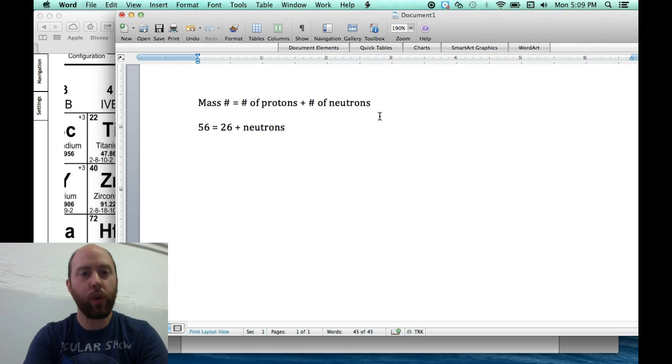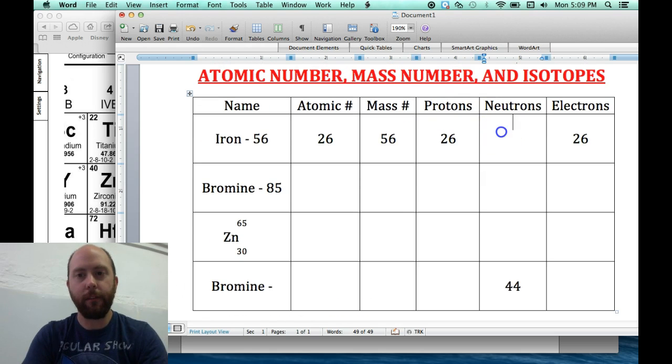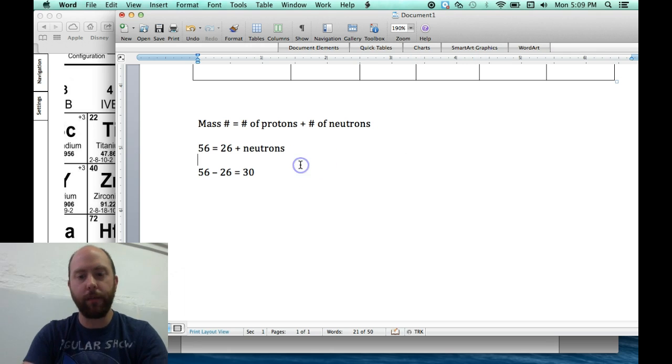So when I subtract 26 from both sides, 56 minus 26 equals 30. So there are 30 neutrons for this particular atom. There are 30. So a very, very important equation to know is the following.